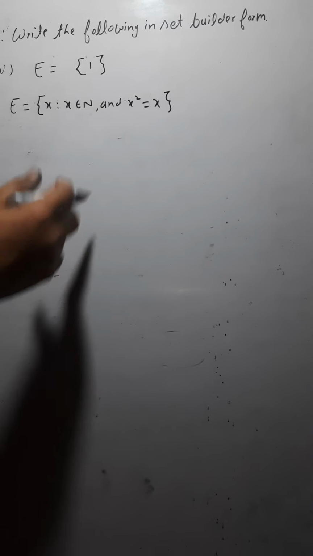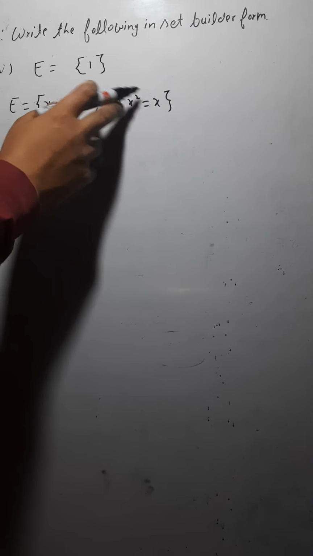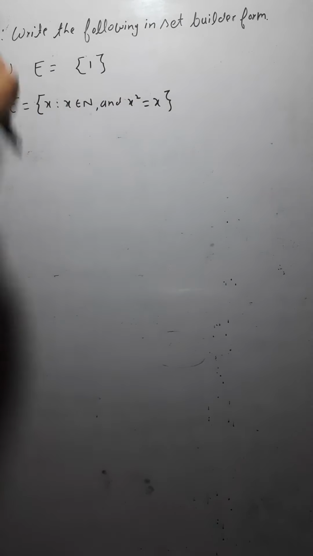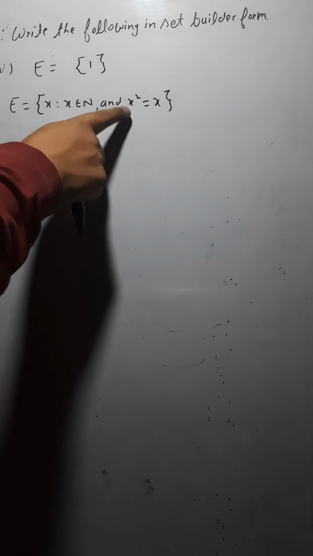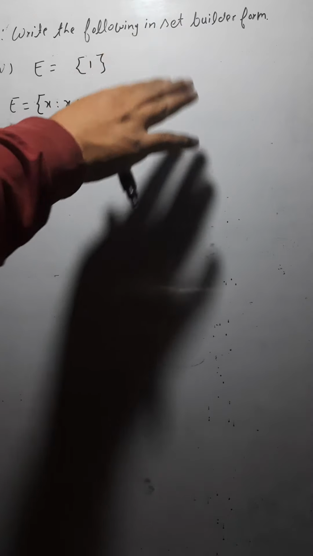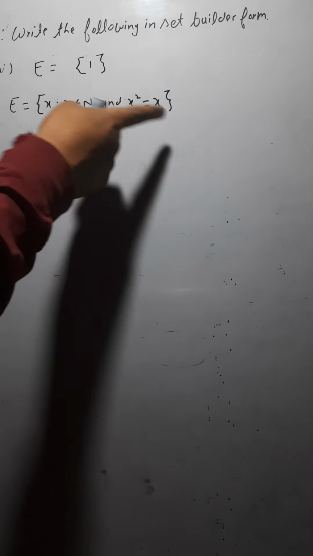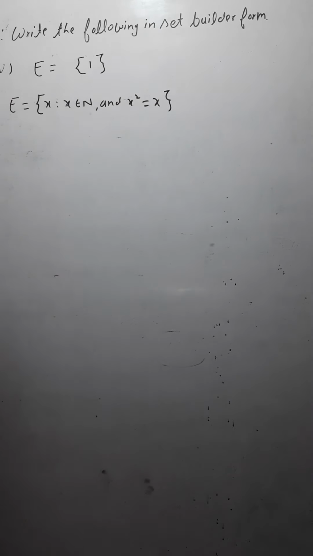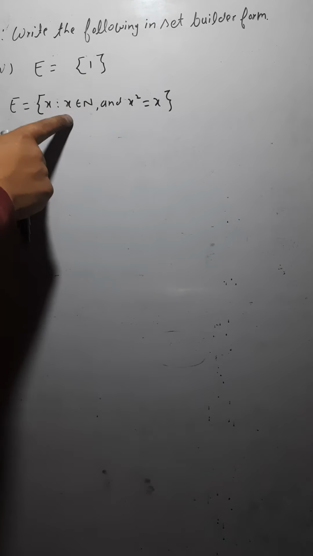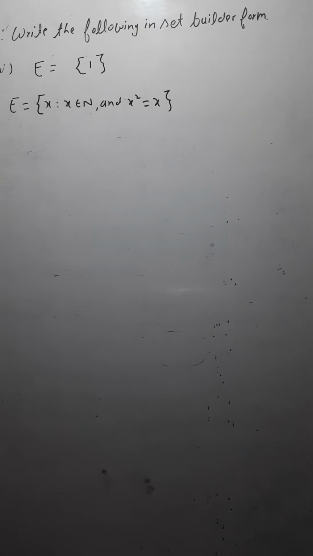Getting it or not? Because if you see, square of 1 is 1, but if you take any other number, its square would be more than 1. Let's say square of 2, is it 2? No, it is 4. Square of 3, is it 3? No, it is 9. Only 1 is the number whose square is 1. So this is how you would have only one element there. Okay, getting it or not?